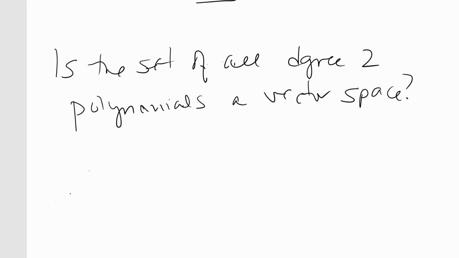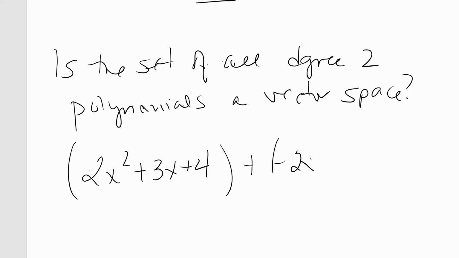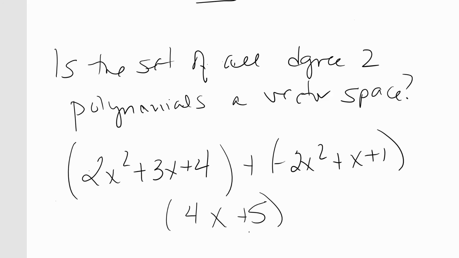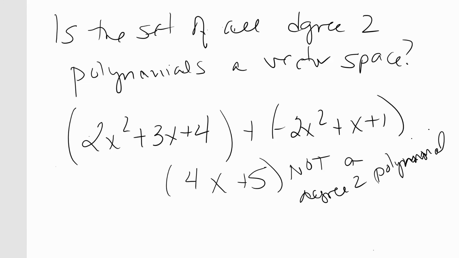So this is not going to be a vector space, so I'm going to show a very specific example with numbers. So if I did 2x squared plus 3x plus 4, add that degree 2 polynomial, plus negative 2x squared plus x plus 1. When I add these together, I get 4x plus 5. This is not a degree 2 polynomial. Therefore, it is not a vector space because I added two degree 2 polynomials and I did not get another degree 2 polynomial.